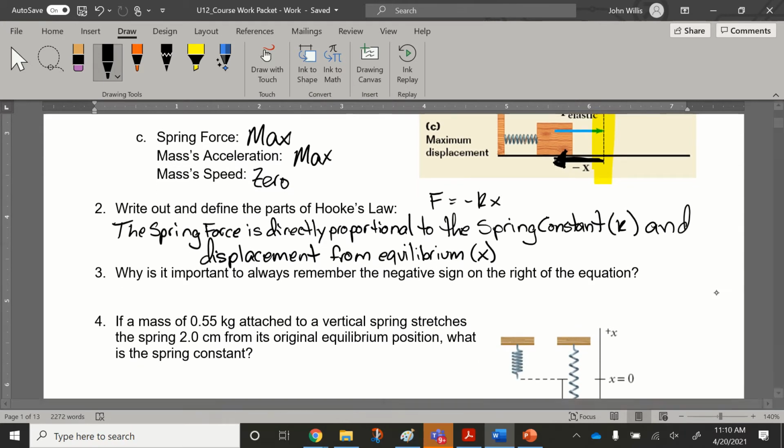Trust me. Why do we need to include that negative sign? It's because this force is what we would call a restoring force.